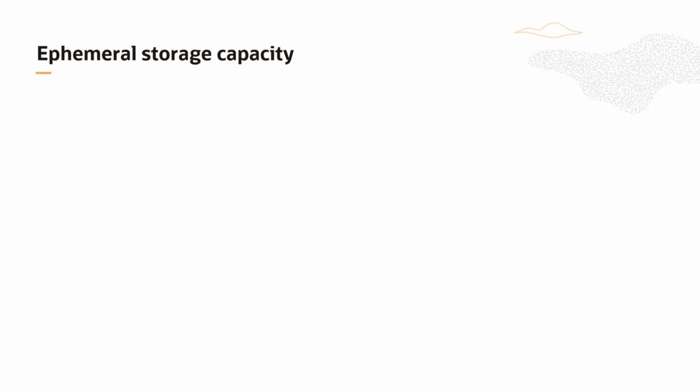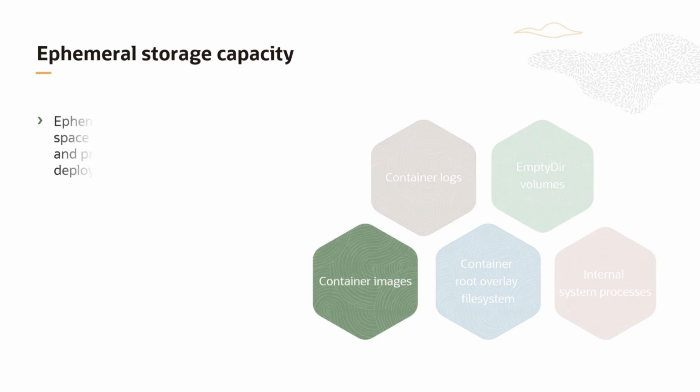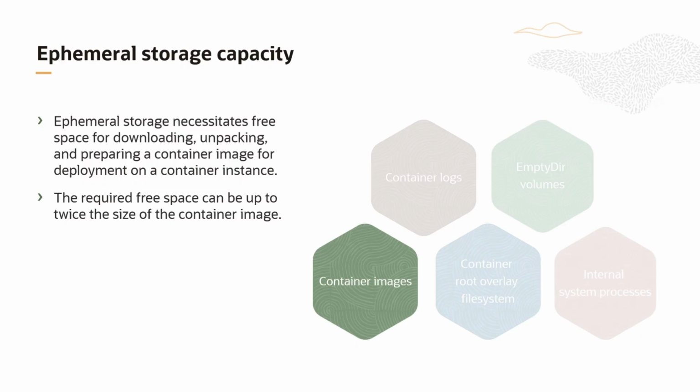Ephemeral storage capacity plays a critical role in supporting various resources within container instances. Let's explore the key components that consume ephemeral storage. Starting with container images. Firstly, container images utilize ephemeral storage to download, unpack, and prepare for deployment on a container instance. It is important to note that the amount of free space required can be up to twice the size of the container image. For example, with a default ephemeral storage capacity of 15 GB, container images should ideally be less than 7.5 GB to ensure successful deployment.